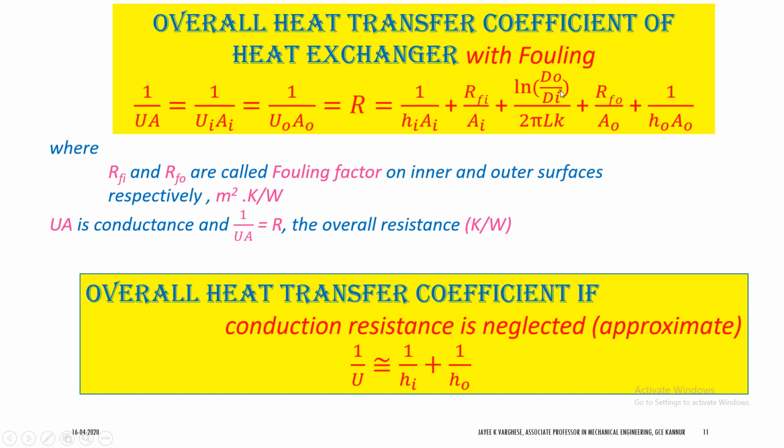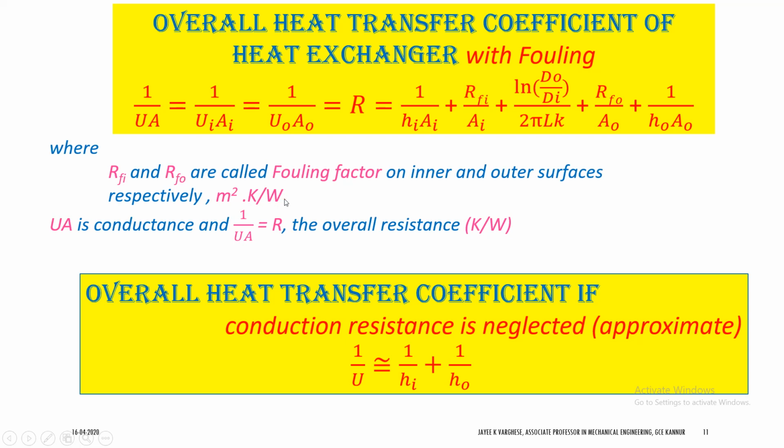This was there, this is the conduction resistance, and again you have the fouling factor for the outer surface divided by area, plus 1 by H out A out. So this equation can be used to calculate 1 by UA. This is the total resistance including fouling resistance. So see RFI, RFO, etc., the fouling factors on inner and outer surfaces, which have units meter square Kelvin per watt.